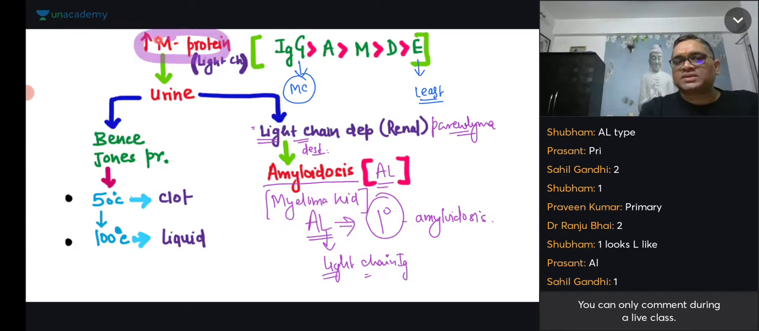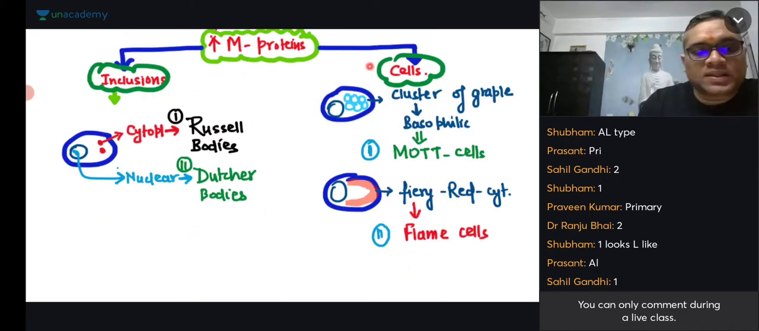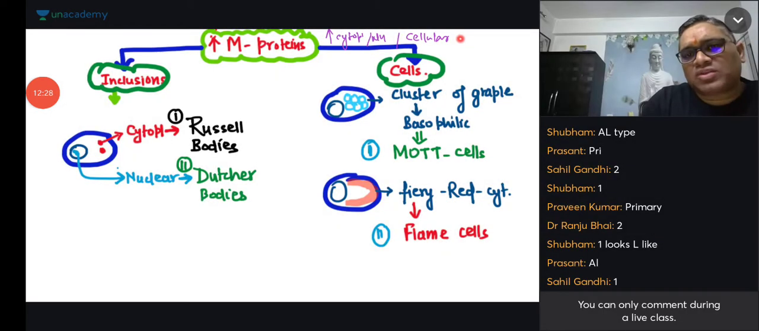This M protein light chain is coming in the urine, Bence Jones protein, or they are causing primary amyloidosis, right? Now, whenever an excessive M protein is formed, this M protein will be deposited. So excess M protein will have increased cytoplasmic or nuclear, or you can say cellular accumulation. Right? So intracellular accumulation of the excessive amount of the M protein.